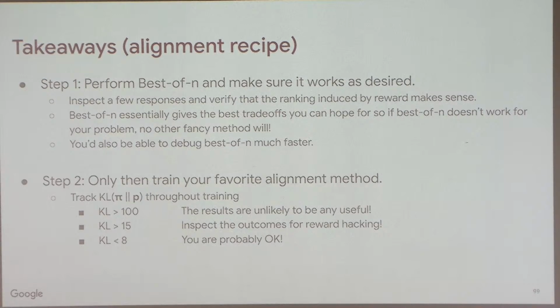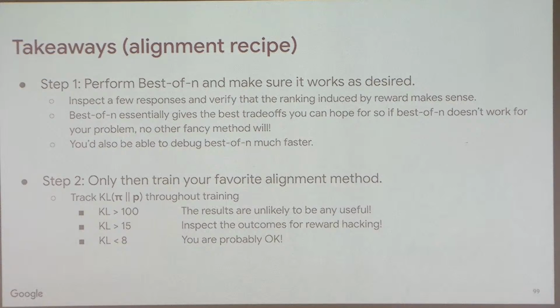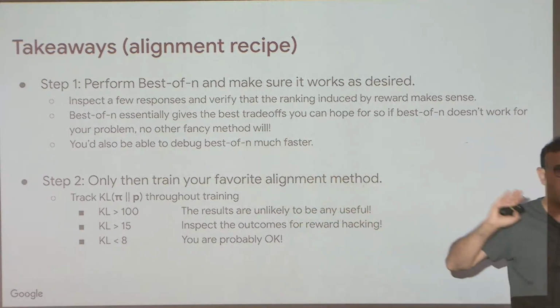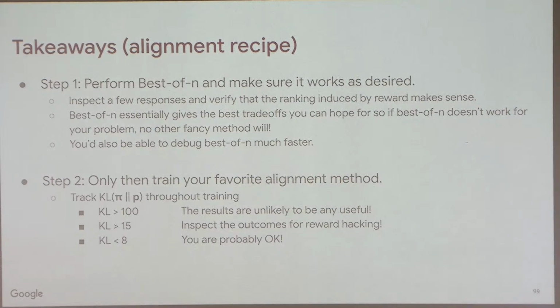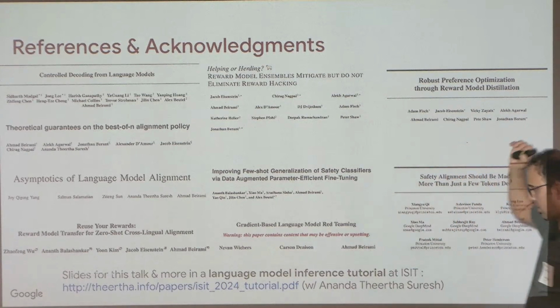In chat problems, especially now, I think in some problems it may be okay to go above KL of 8. But in chat problems, KL above 8 is already in the overfitting regime. And always when you have high KLs, you have to inspect the outcomes for reward hacking. And I've seen papers reporting KL in the order of thousands. I don't even know what the responses would look like when you reach those levels, but that's definitely not useful outcomes. And yeah, these are the papers that I covered today.